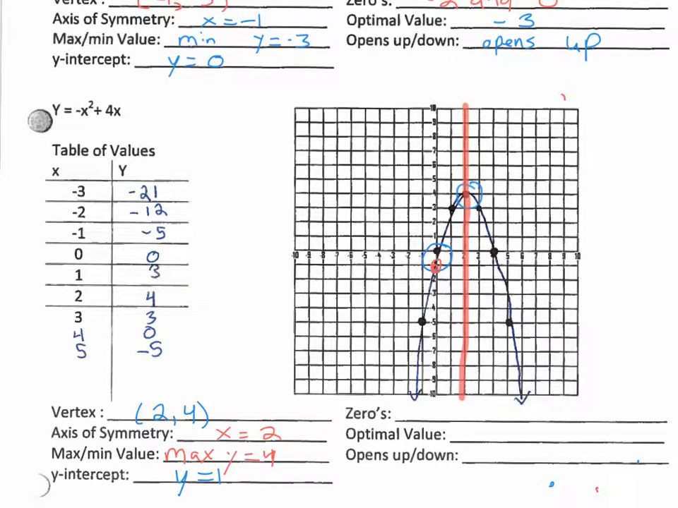Our zeros, where we are crossing the x-axis, are here and here again. So our zeros are 0 and 4. Optimum value, the y coordinate of our vertex, so 4, and this one opens down.